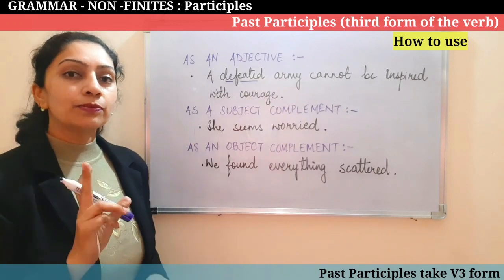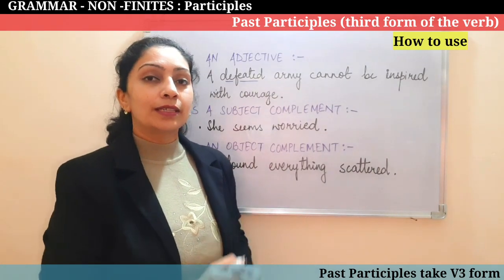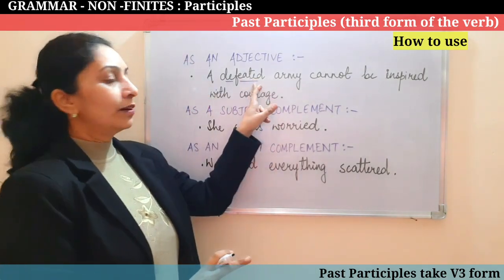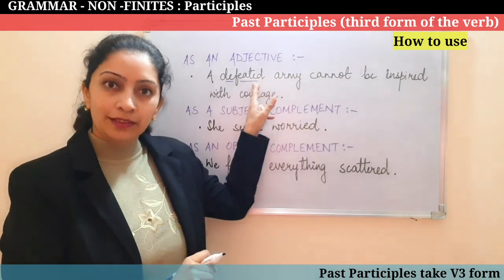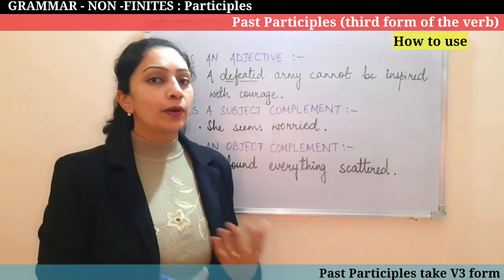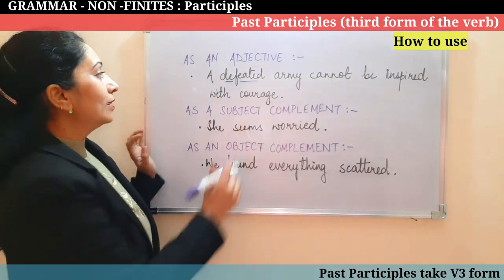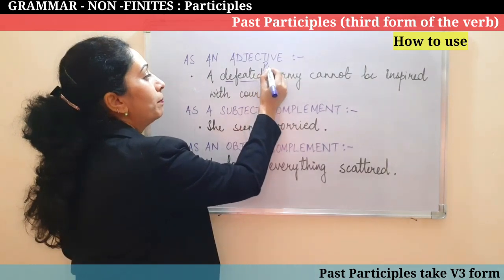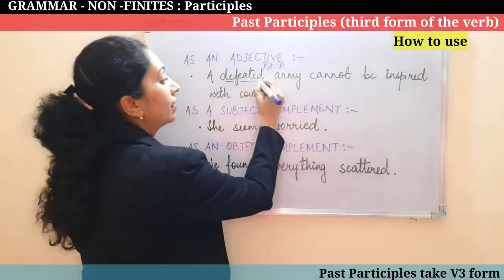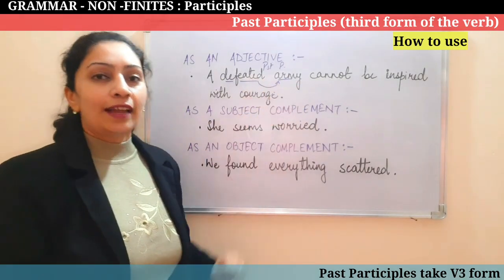Now past participles will always take the third form of the verb. Like present participle was taking ing form. So here you have to be careful that the verb form has to be in the third form. That is, it may end with ed or en, whatever the case may be with that verb. So here defeated is a past participle. Okay, and it is qualifying the noun army. So here it acts as an adjective.